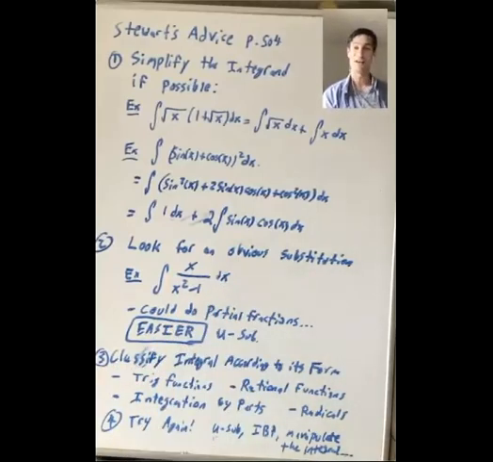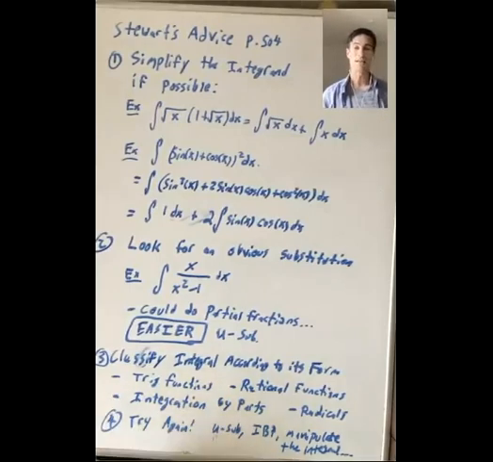Stewart's next piece of advice is to classify the integral according to its form. If there's no obvious u substitution that will work, then look at this integral and think, what kind of integral is it? What kind of function am I integrating? Do I have something with trig functions? Am I integrating a rational function? Do I have a product of a couple of things, which suggests maybe I'm going to do integration by parts? Do I have square roots, radicals in my expression, which suggests maybe trig substitution is the right thing to do?